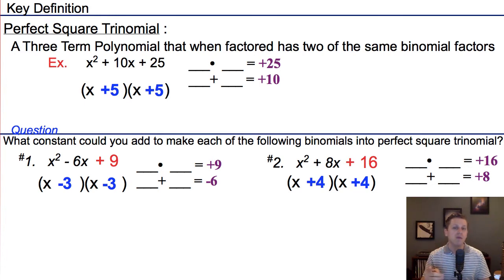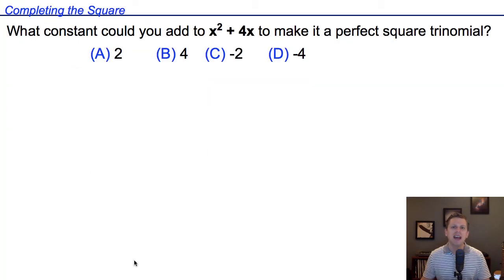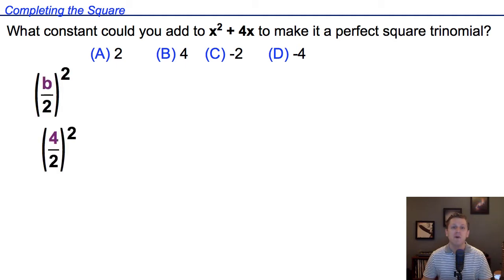Let's see if you can try one of these examples on your own. What constant could you add to x squared plus 4x to make it a perfect square trinomial? In order to create a perfect square trinomial, you take half of the b term and square it. In this case, the b term is 4. Half of 4 would be 2, and when we square 2, we get 4. So the number that you would add to this binomial is 4 to make it a perfect square trinomial.